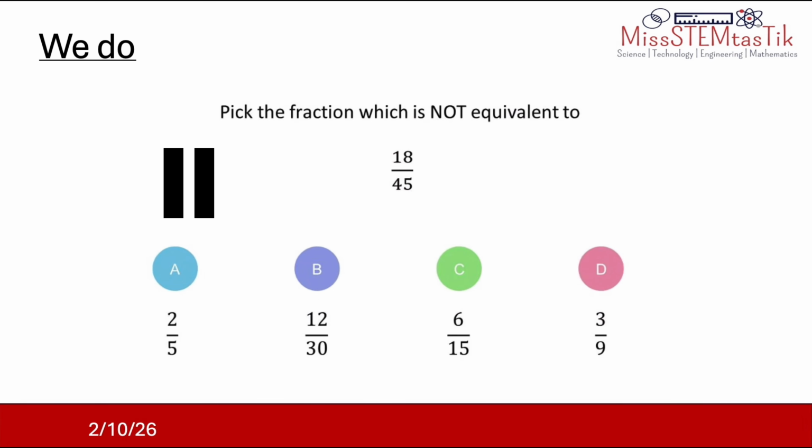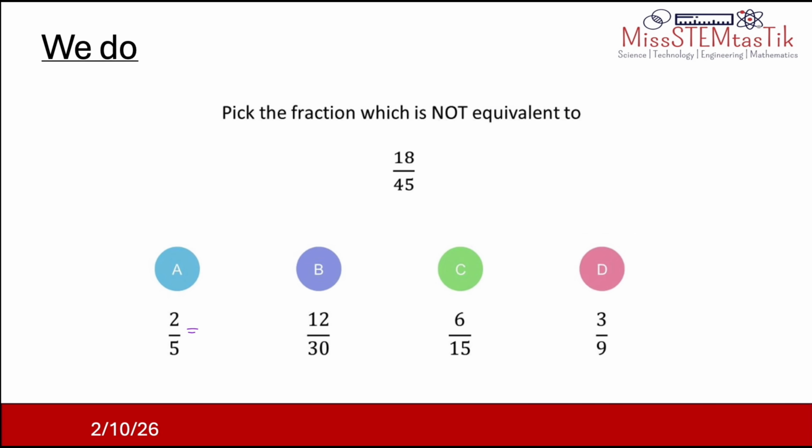Again, pause the screen and have a go at this question. Okay, let's go through the answers. So I'm going to equate each one with 18 over 45. So how do I get from 2 to 18? I multiply by 9. And 5 times 9 is 45. So this fraction is equivalent. So 2 over 5 is equivalent to 18 over 45.